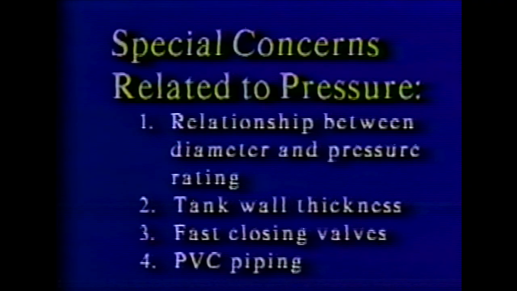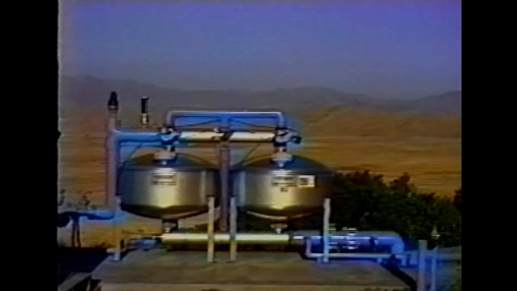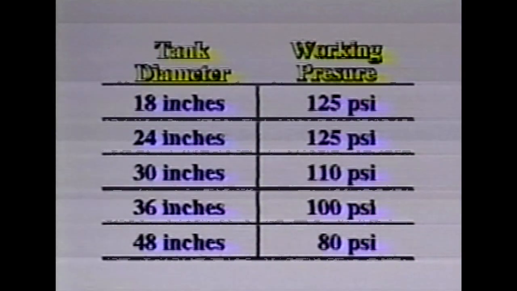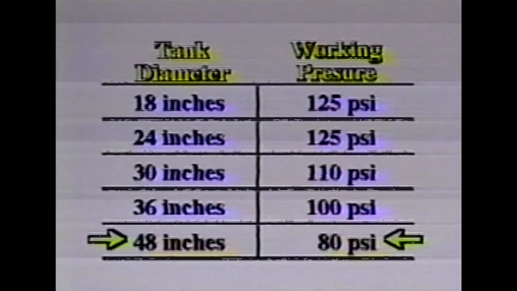There are 4 special concerns related to pressure ratings of tanks: the tank diameter, the tank wall thickness, speed of backflush valve closure, and the use of PVC piping to connect the tanks. First, large standard tanks have lower pressure ratings than small tanks. For example, typical pressure ratings are shown in this table. A small 18-inch diameter tank has a large 125 psi pressure rating. A larger standard 48-inch tank has only a pressure rating of 80 psi.